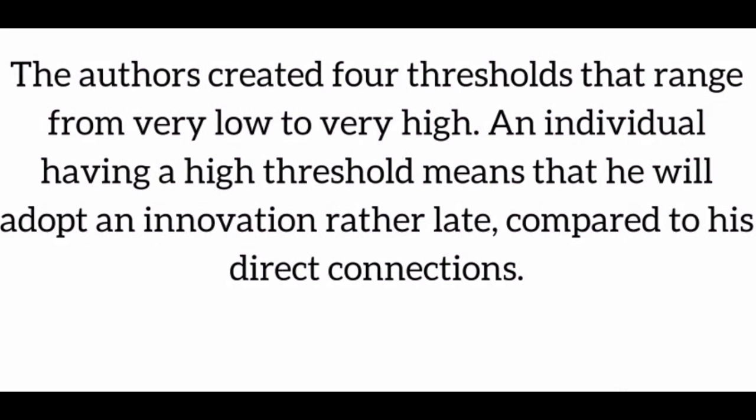These 4 adopter categories are currently used for the entire social system, meaning the total potential market. However, the new model introduces the dimension of an individual's personal network. Within this model, they have created 4 thresholds that range from very high to very low. An individual having a high threshold means that he will adopt an innovation rather late compared to connections in his direct network. Here is an example of an individual personal network with the adoption of a CT scanner.